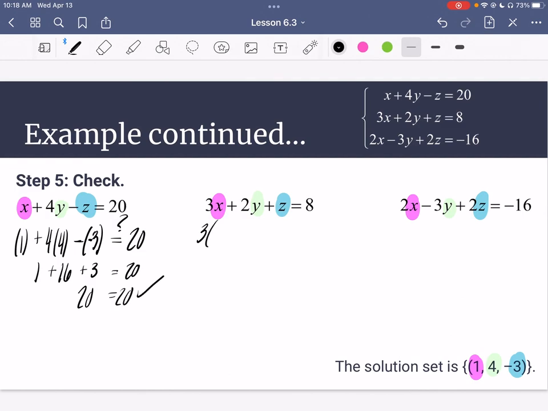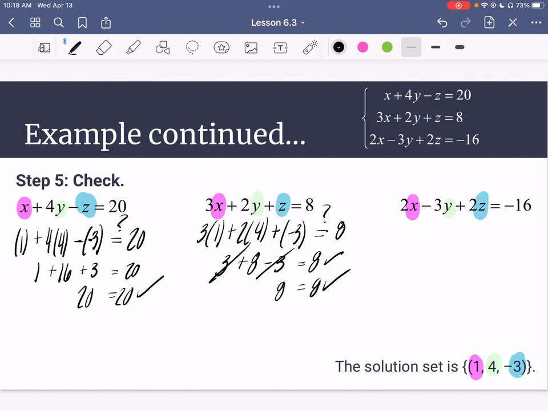Let's check the next one. So 3 times 1 plus 2 times 4 minus, or nope, that's a plus, negative 3. Does this, in fact, equal 8? Yep, we get 2 times 4 is 8. So 3 minus 3 right here, that's going to give me 0. And then I'm just left with 8. That does equal the right side. So that one checks out.